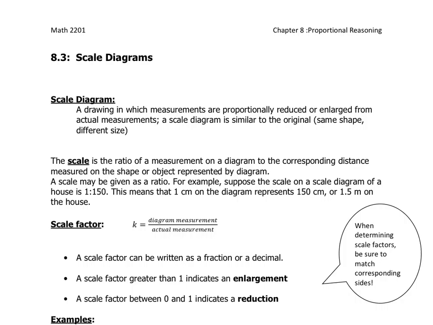A scale may be given as a ratio. For example, suppose the scale on a scale diagram of a house is 1 to 150. This means that 1 centimeter on the diagram represents 150 centimeters, or 1.5 meters, on the house.